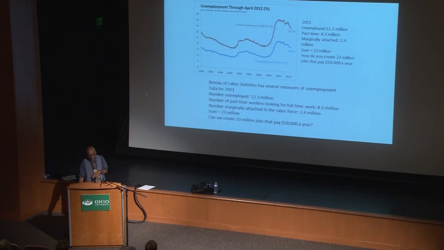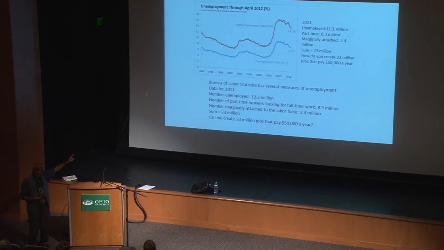So now, if you keep saying, I vote for me, I'm going to solve the unemployment problem, you're basically saying, I'm going to create that many million jobs each year. Now, what are the chances that we can do this in a global economy? I'm going to skip through that slide.